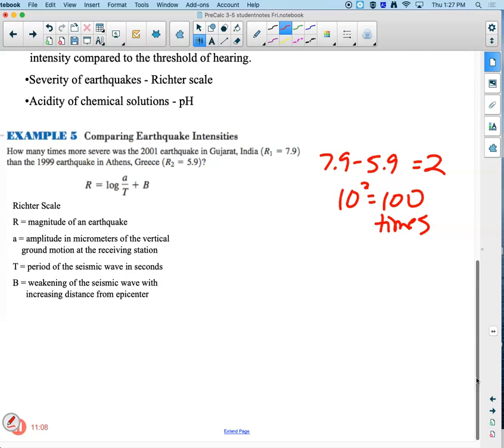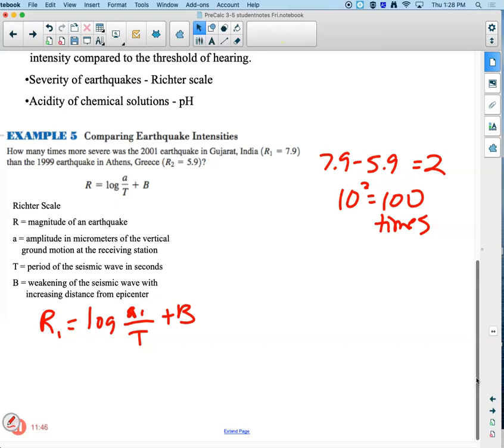If we want to know the difference between them, we should talk about the larger one, and that was R sub 1. So R sub 1 will equal the logarithm of whatever that amplitude was for the first earthquake, so that's going to be A sub 1 over T plus B. Now, we do have to assume that B and T are the same. And that's part of how they're going to measure this, is by the period of the seismic wave. They're going to look at the exact same section of the wave, and that B is something that's been calculated the same distance from the epicenter.